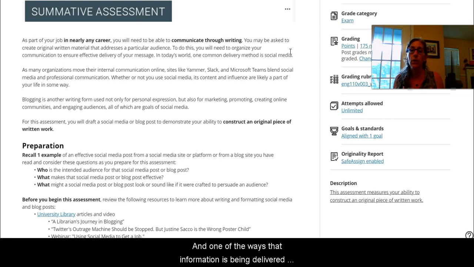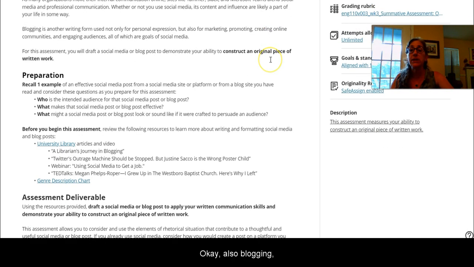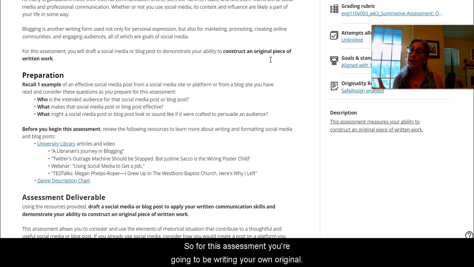And one of the ways that information is being delivered these days is through social media. We have so many different types of social media, and social media that all has maybe specific purposes that they were created for, and some of those have changed. But it has become a common way to get our information, our news, just all different types of information that is disseminated both professionally and personally. Okay, also blogging. Blogging is another way that people are expressing themselves and writing about their thoughts on things, or advertising or marketing or promoting things through social media.